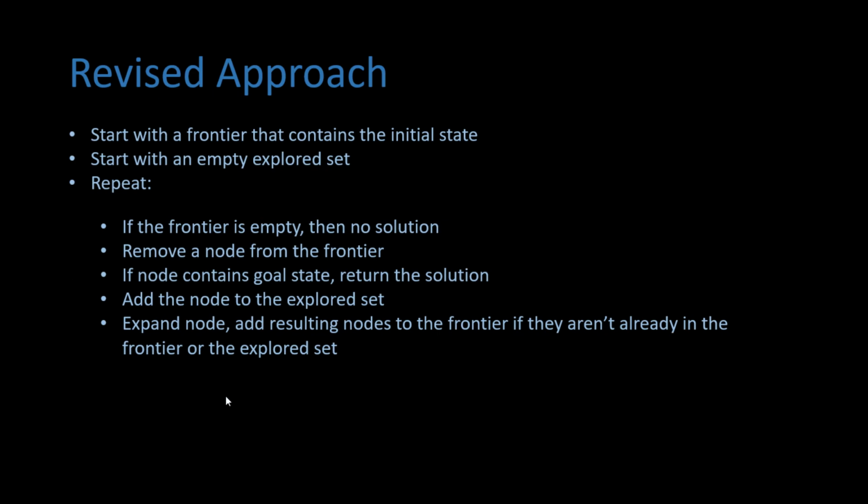Now I have this new approach, and it starts with the same thing. It's actually very similar. So let's read it out. Start with a frontier that contains the initial state. Okay, that's easy. You start with an empty explored set. Now this will become important. The explored set is my memory here. The explored set is the nodes I already explored.